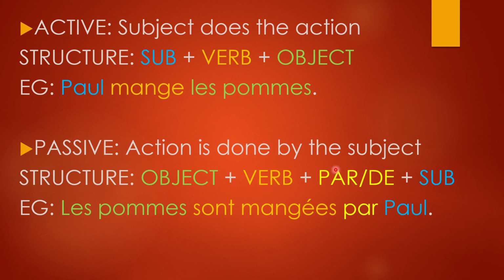So for example, Paul mange les pommes. Paul eats the apples, where mange is the verb, Paul is the subject because he is the one who's doing the work of eating. Les pommes are the apples, they are the ones who receive the action of being eaten. When the subject is given importance, when the subject comes before the verb, it is an active sentence. Whereas look at this one, les pommes sont mangées par Paul, where you have les pommes as the object has come before the verb, sont mangées. Paul, the subject, has gone after the verb, and you have this par also coming in. This makes it a passive sentence.